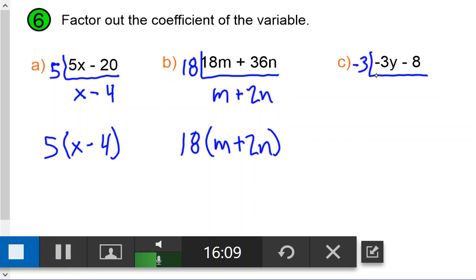This last one, dividing by negative 3, that will leave us with positive y, and negative 8 divided by negative 3 will leave us with plus 8 over 3. So our factored expression there would be negative 3 times y plus 8/3.